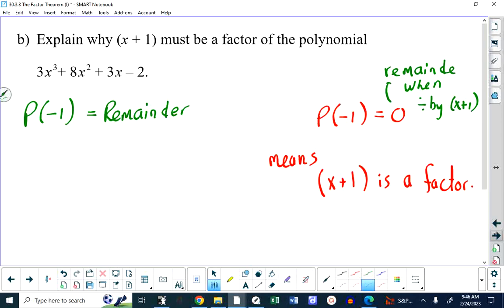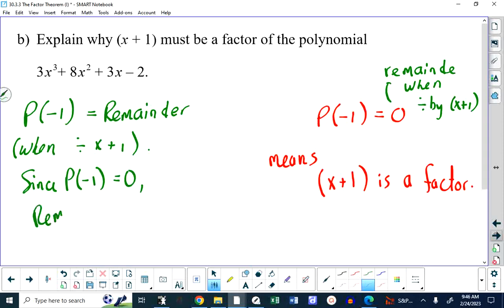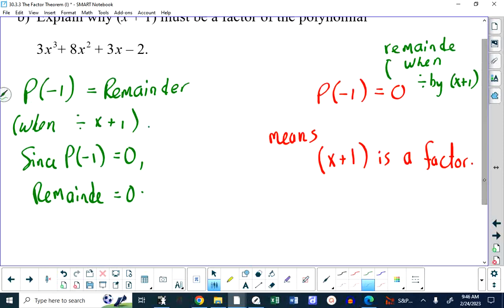And I've kind of already written this over here, but I'm going to formally write it here. When you divide by x plus 1, this is the remainder theorem. Since p of -1 equals 0, the remainder equals 0. Therefore, it's a factor. Therefore, x plus 1 must be a factor. And this is really the factor theorem. Three dots written like this means, therefore, x plus 1 is a factor.